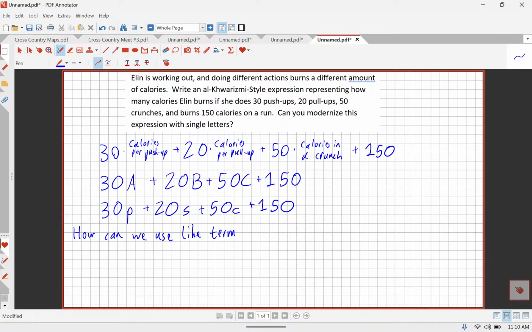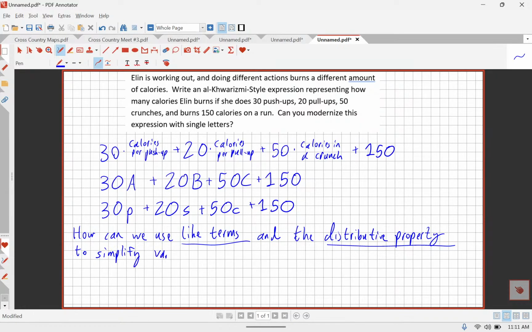Like terms and the distributive property to simplify variable expressions. Okay. Beautiful. Let's see here. What's our second essential question?